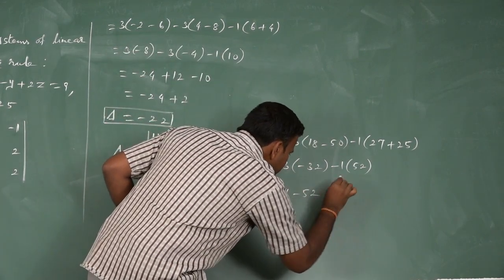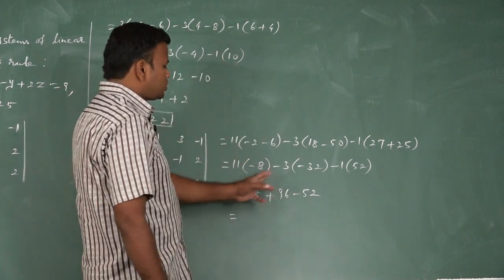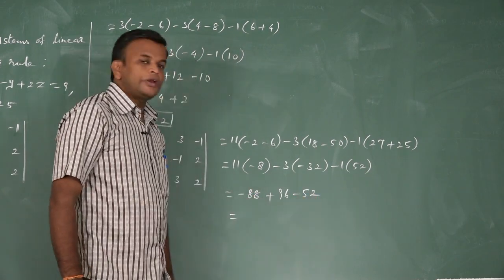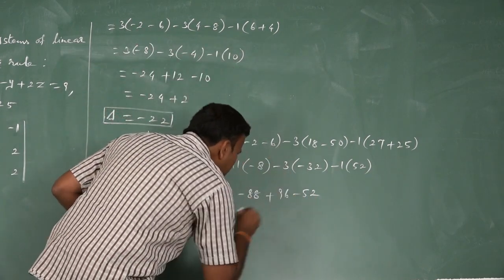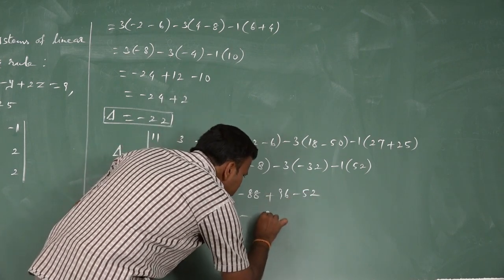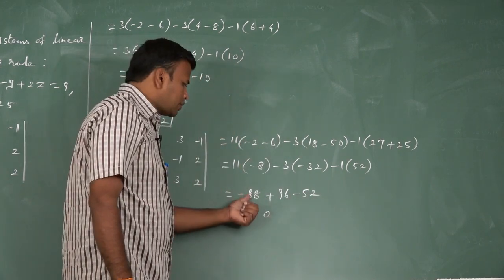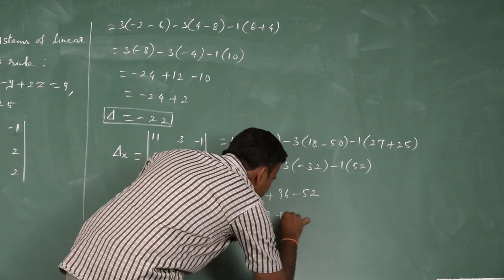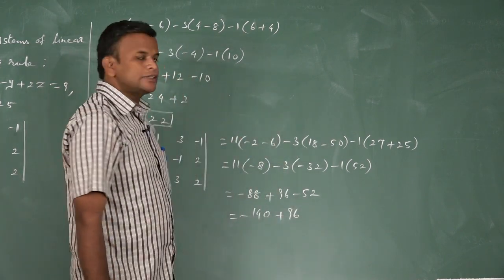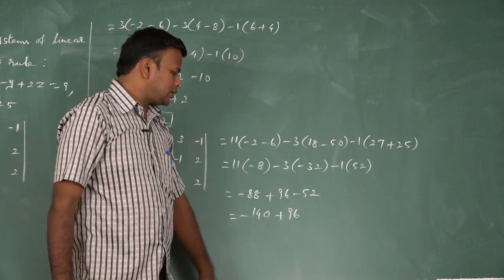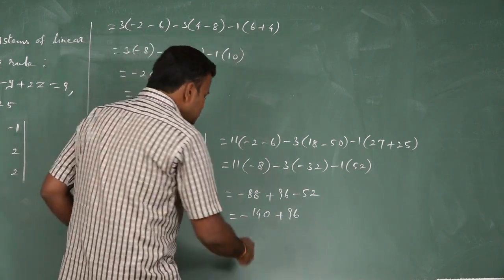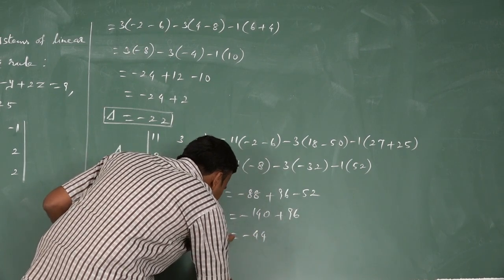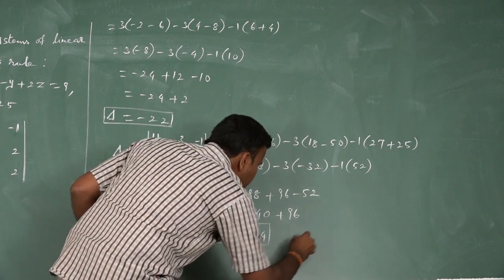Next, minus 52. There will be two negative numbers and one positive number. So first, we simplify the two negative numbers. Here we get minus 88 minus 52, which is minus 140. Plus 96. So minus 140 plus 96. So the answer is minus 44. So the value of del x is minus 44.